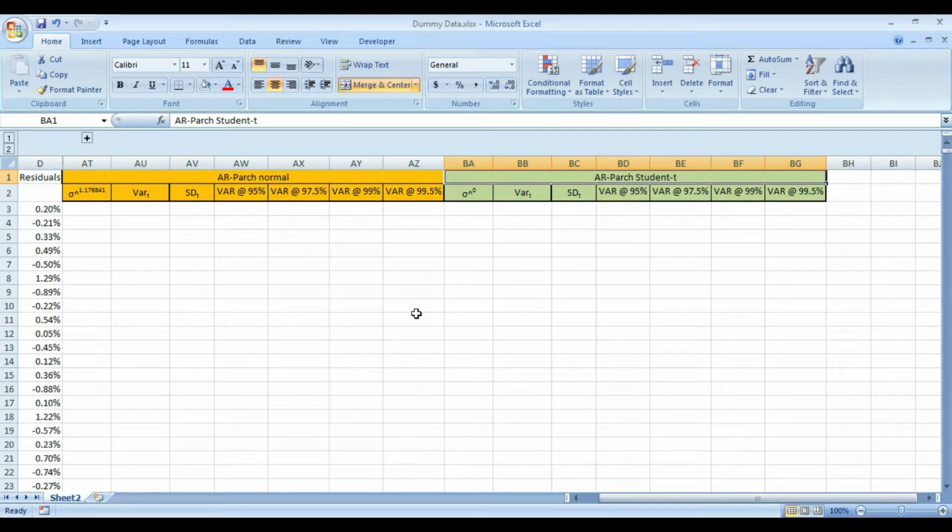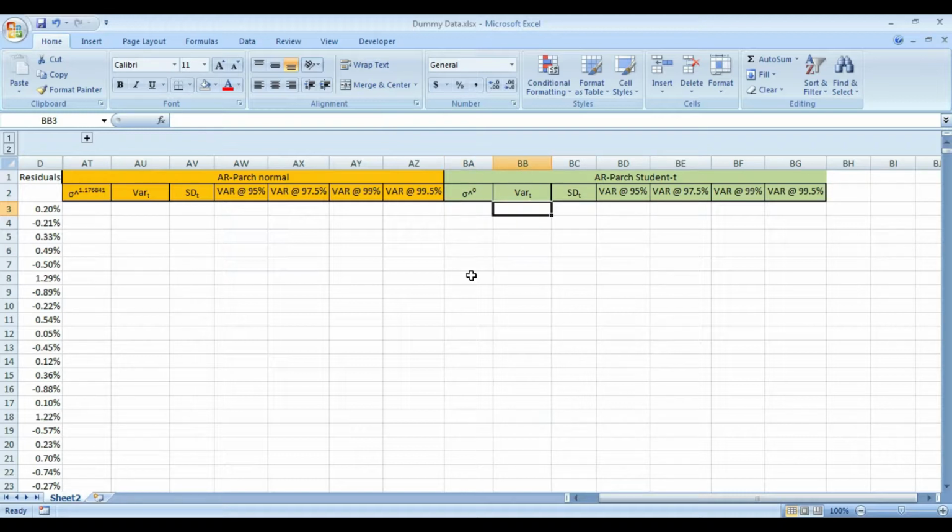So the topic of today's discussion will be estimating value at risk through PARCH, assuming a student's T distribution. So last week guys, if you remember, we did estimation of value at risk through PARCH, assuming a normal distribution. So today our focus will be on student's T. So it's a similar way.